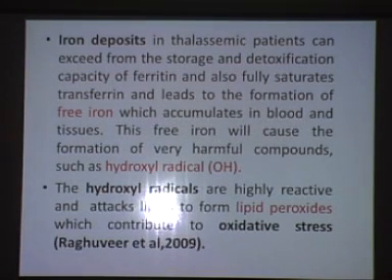Iron deposits, how do they cause oxidative damage? Excessive iron will first saturate the transferrin, and then free iron will accumulate in blood and tissues and will cause formation of harmful hydroxyl radicals. Hydroxyl radicals will attack the lipid, forming lipid peroxides.